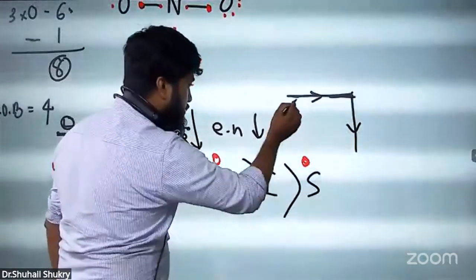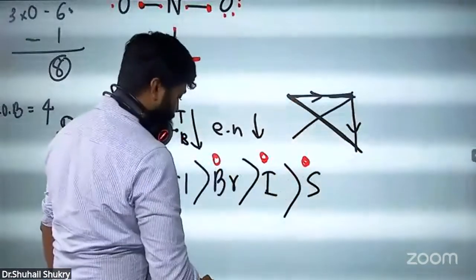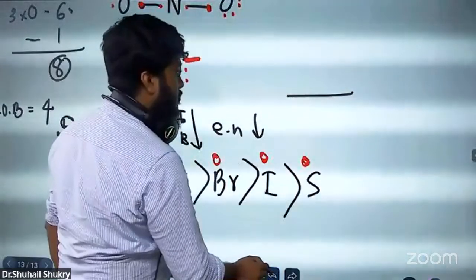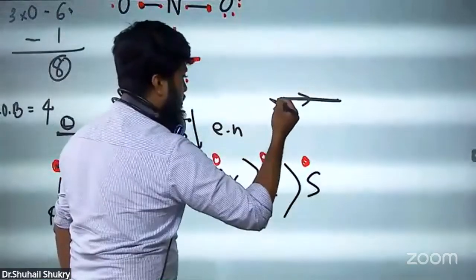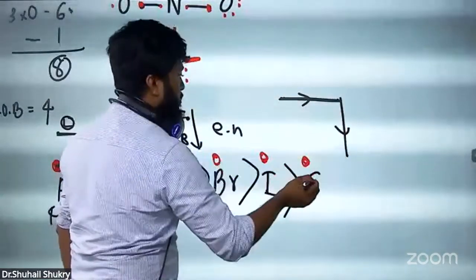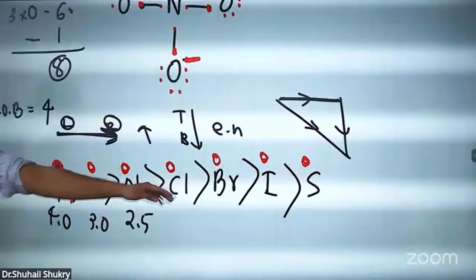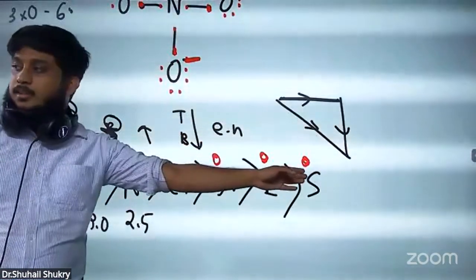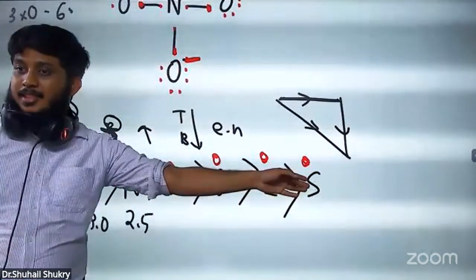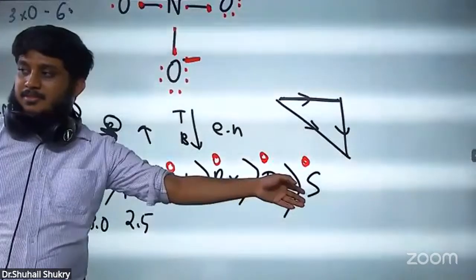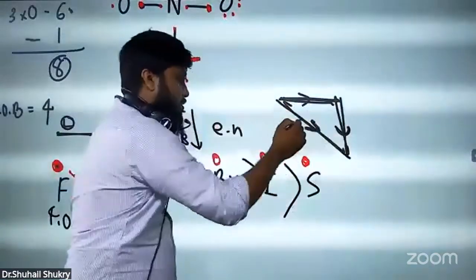Right. This way also electronegativity will decrease. This way electronegativity will increase. Sorry. This way electronegativity will increase. This way electronegativity will reduce. This way also, electronegativity will what happen? Increase or decrease? Decrease. This way increase. This way decrease. This way increase.